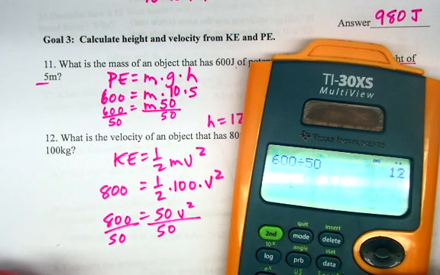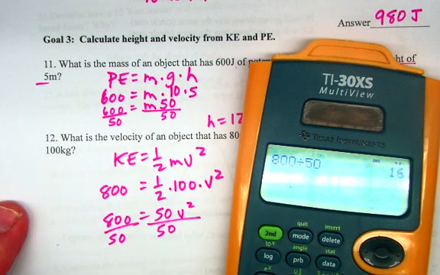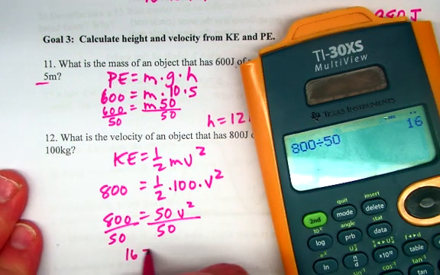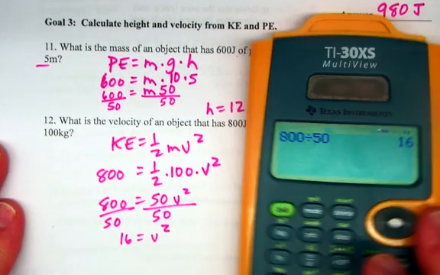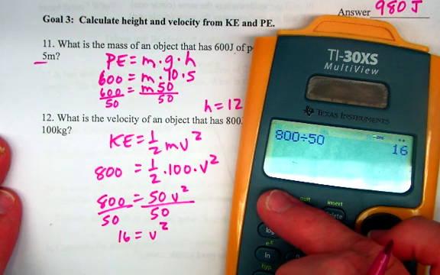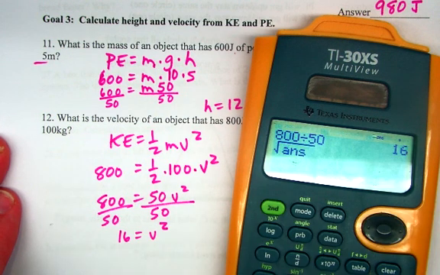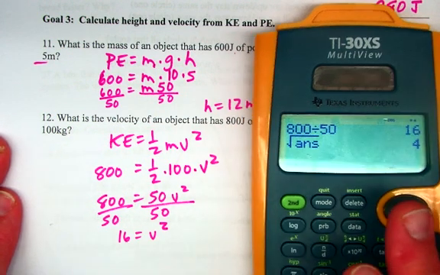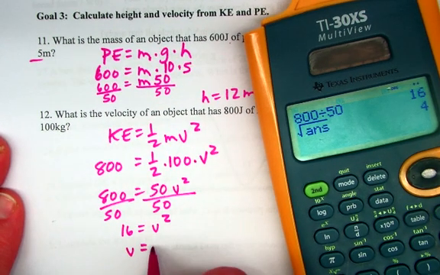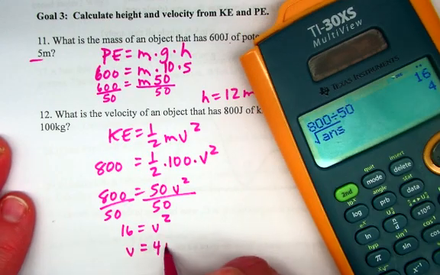So 800 divided by 50 turns out to be 16 equals V squared. And then you're going to take the square root, and you can do that by going second function, square root button, second function answer if you want, and it turns out to be 4. So V equals 4 meters per second.